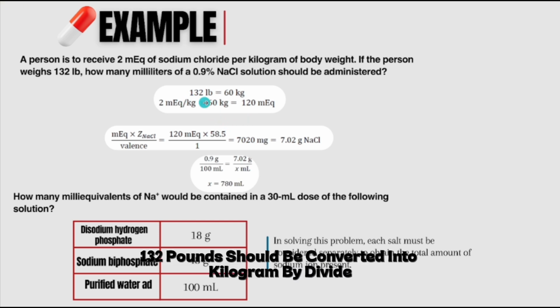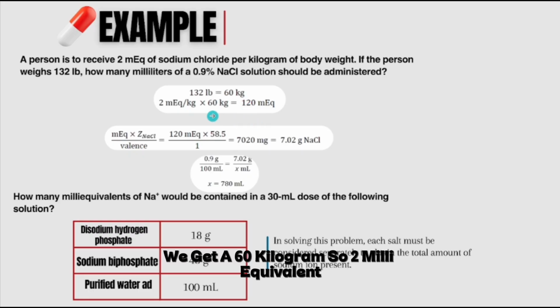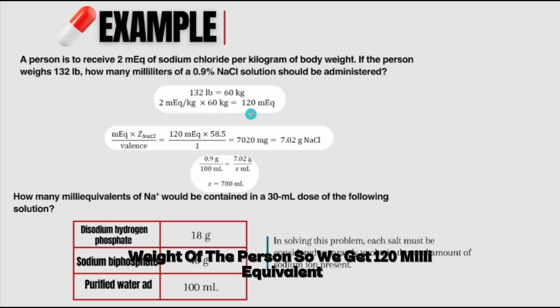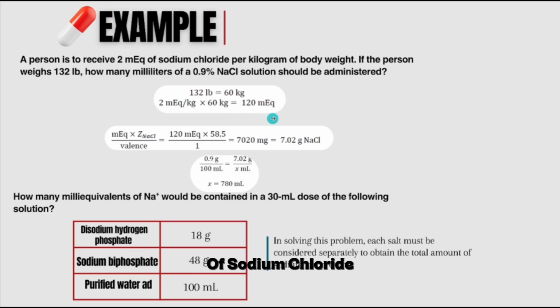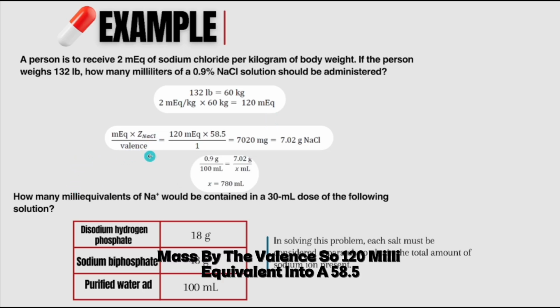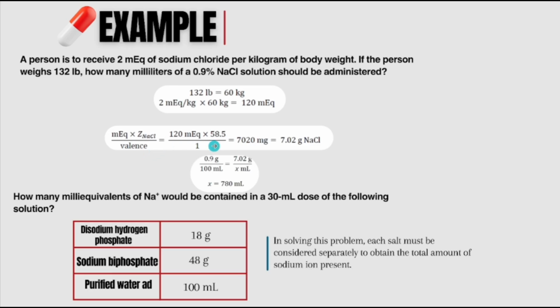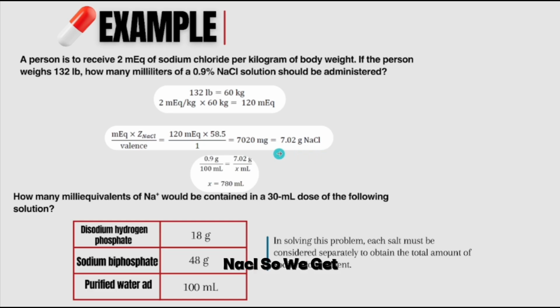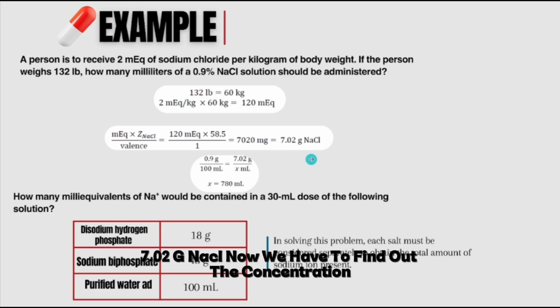So 132 pounds should be converted into kilogram. By dividing it by 2.2, we get 60 kilogram. So 2 milliequivalent per kg times 60, that is the weight of the person, we get 120 milliequivalent of sodium chloride. So milliequivalent times the atomic mass divided by the valence. So 120 milliequivalent times 58.5, we get 7020 milligram. Now convert this by dividing it by 1000 into gram NaCl. So we get 7.02 gram NaCl.